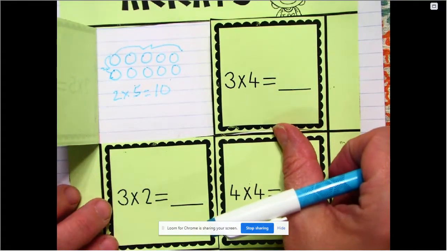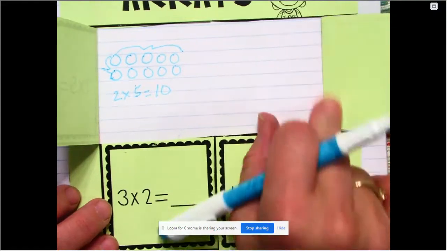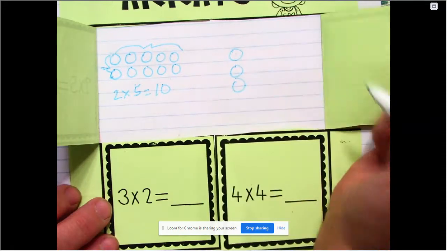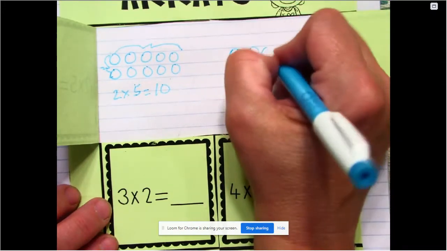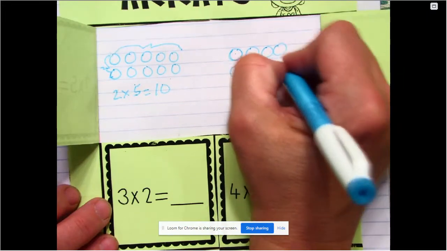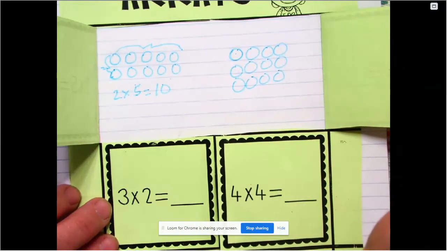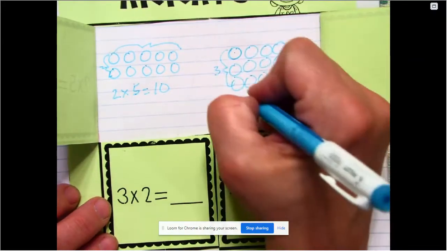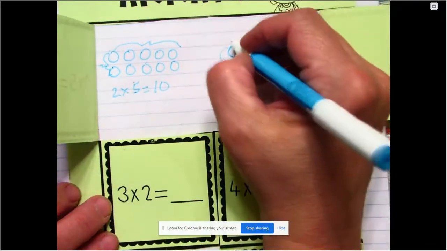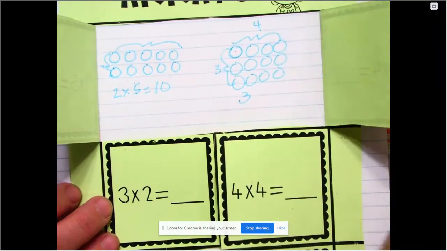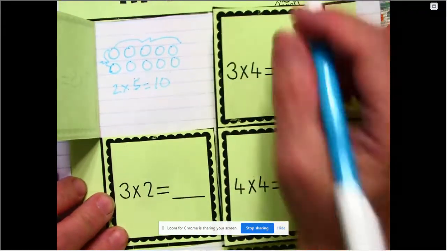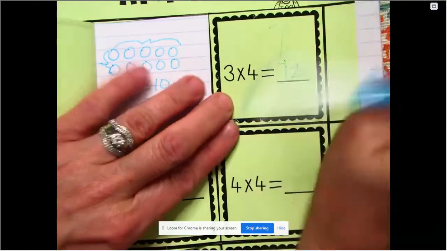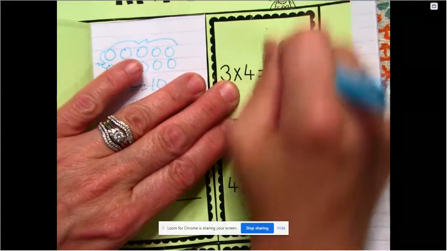3 groups of 4. Okay, so let's go over here. 3 groups. 1, 2, 3. With 4 in each. 1, 2, 3, 4. 1, 2, 3, 4. 1, 2, 3, 4. Okay, that shows 3 groups of 4. Okay. 3 groups of 4 is 3, 6, 9, 12. Whoopsie, I wrote all over my page. 12. Okay.